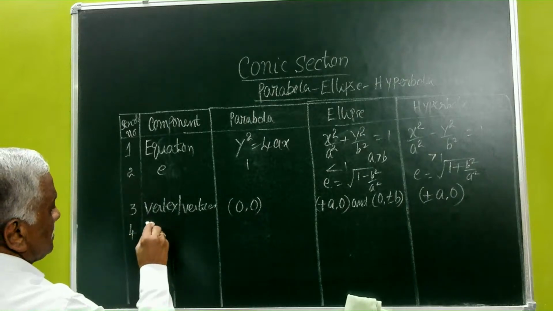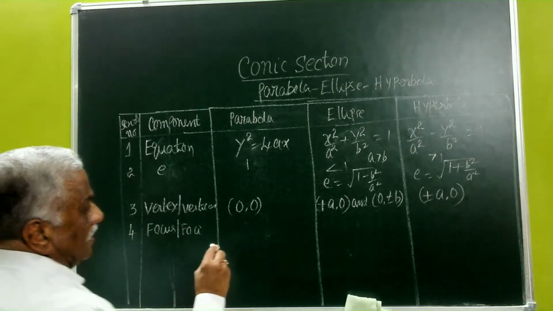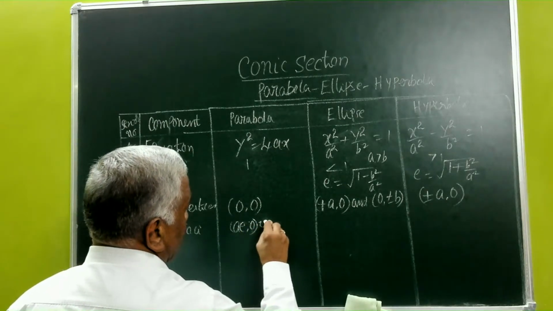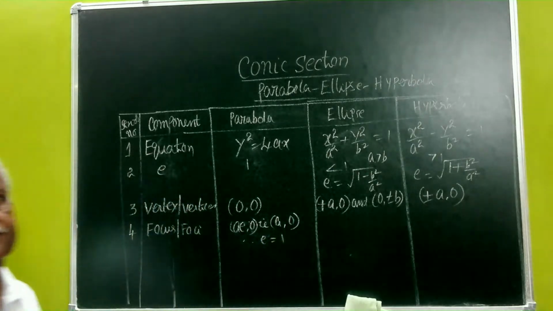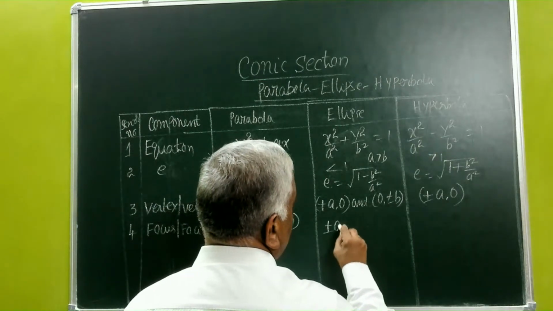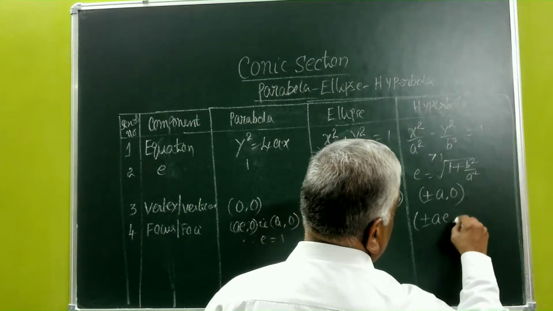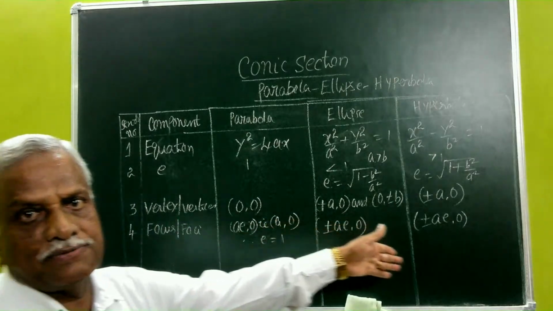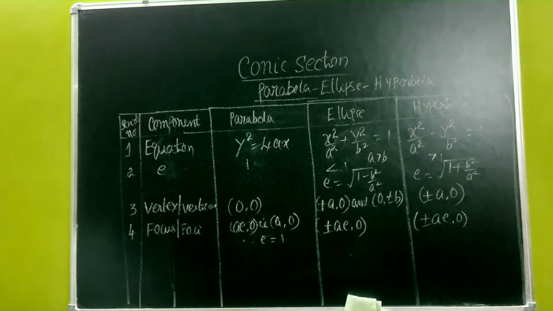Then focus or foci. For the parabola it is a, comma 0, because E is equal to 1. For the ellipse this is plus or minus a e, comma 0. This is also plus or minus a e. Parabola has a focus. Ellipse and hyperbola have foci, 2. That means there are 2 foci.